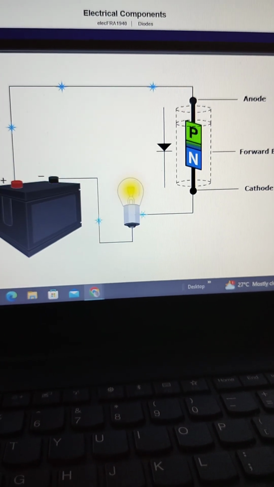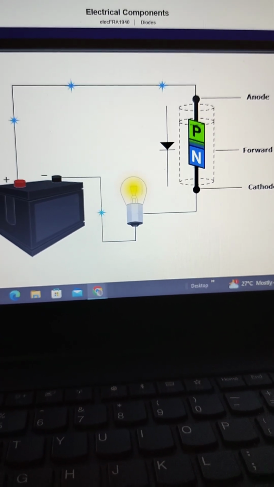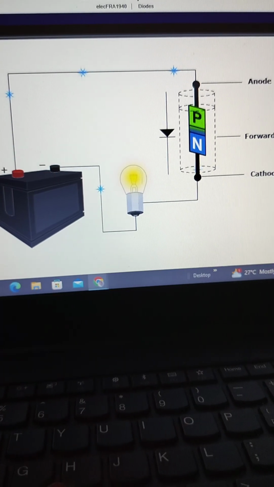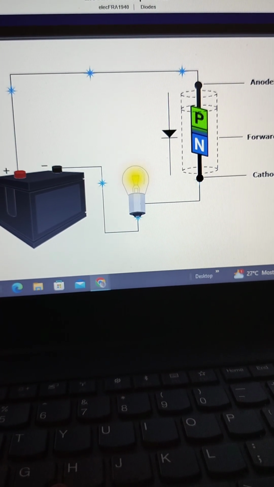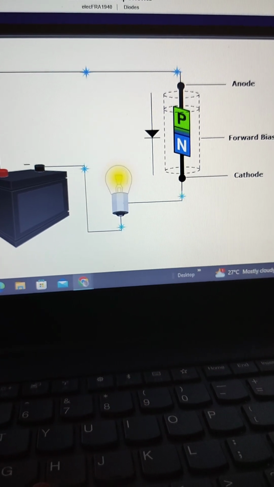A forward bias diode is a diode that is connected to voltage so that the current is able to flow. Ground is applied to the N-type material, and positive voltage is applied to the P-type material. In this state, the diode acts as a conductor.